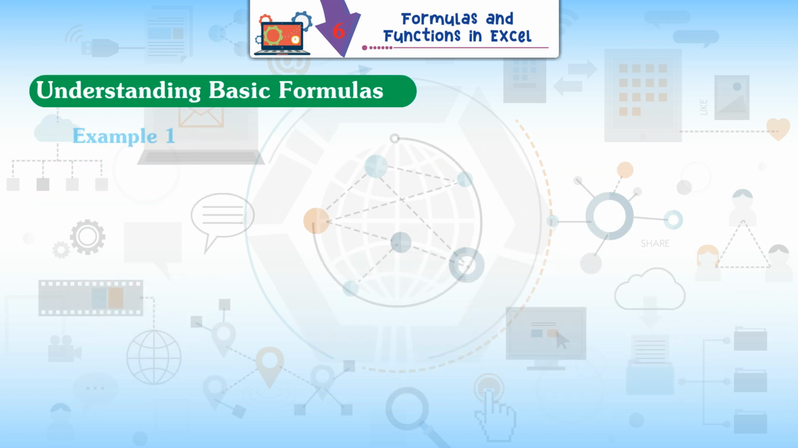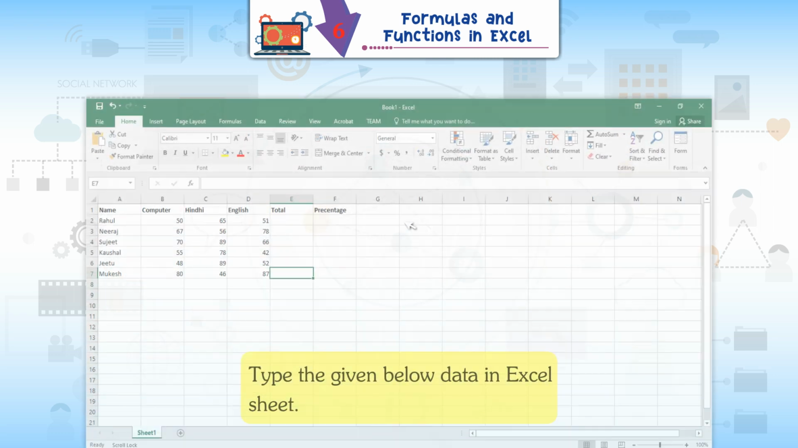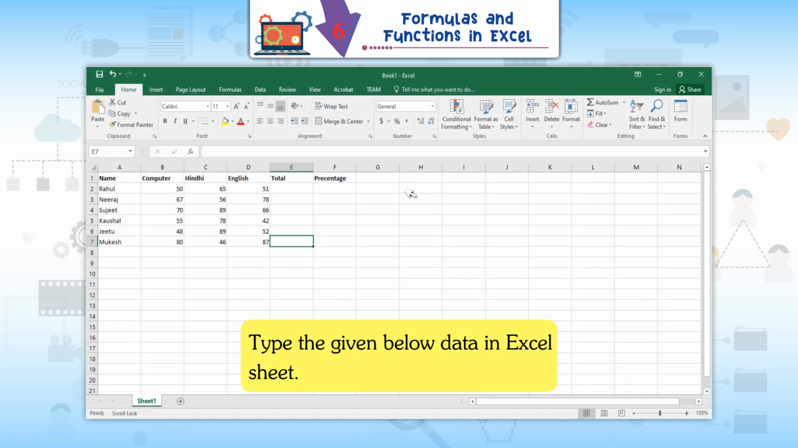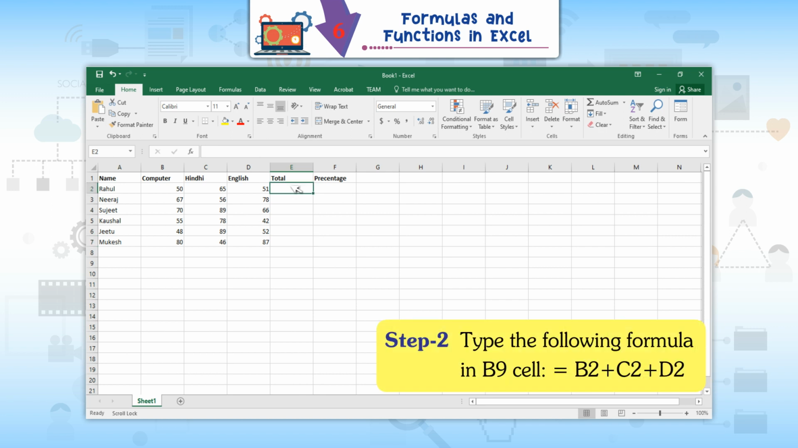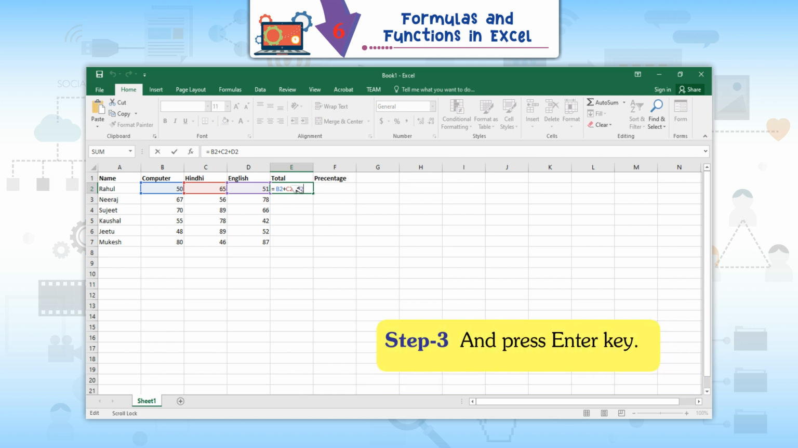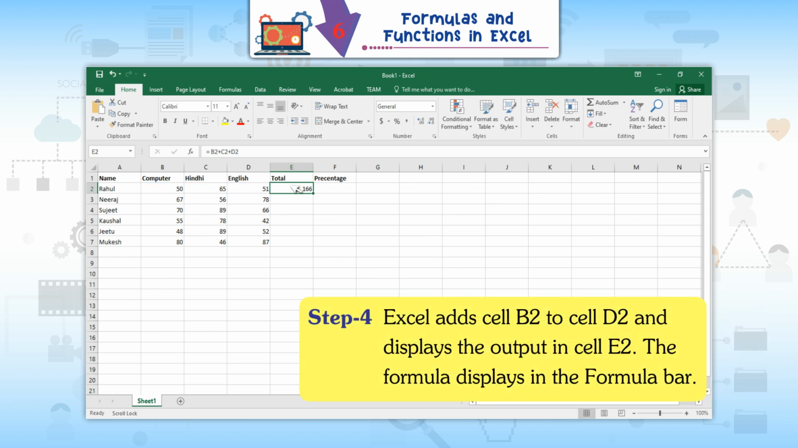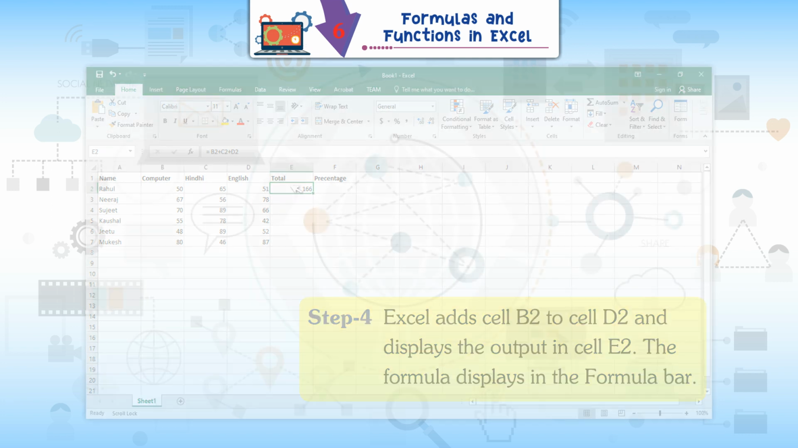Understanding basic formulas. Example 1. Type the given below data in Excel sheet. Step 1. Click on E2 cell to calculate the total marks of Monica. Step 2. Type the following formula in E2 cell: =B2+C2+D2. Step 3. Press Enter key. Step 4. Excel adds cell B2 to cell D2 and displays the output in cell E2. The formula displays in the formula bar.